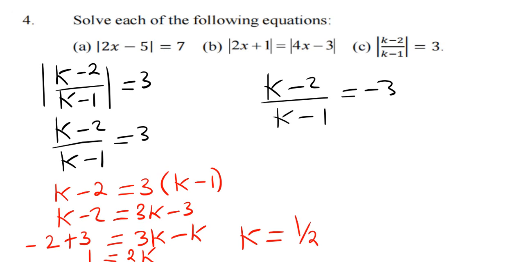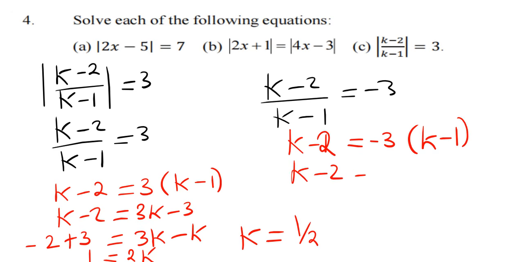Then I come to this other question. For this other question, it's the same thing that we're going to do. I'm literally going to equate, to cross multiply. k minus 2 will be equal to negative 3 multiplying with k minus 1. Then I just solve this. So k minus 2 will be equal to negative 3k plus 3. Alright, so that is what we have.